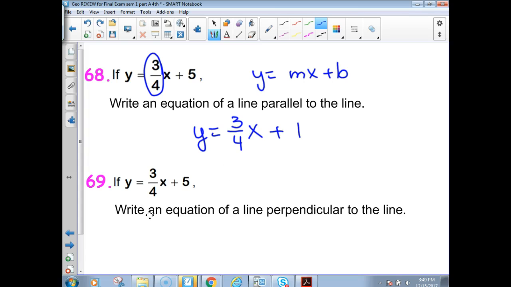Write an equation of the line perpendicular to the line. This line has a slope of 3/4, so the line perpendicular would have a slope that is the negative reciprocal of 3/4. So you take 3/4, you flip it over, and change the sign. So it would have a slope of negative 4/3. So y equals negative 4/3 x plus any y-intercept you want. You could even just write 0, whatever, any number you want there.